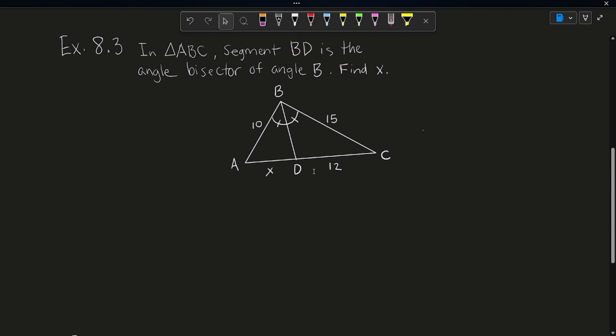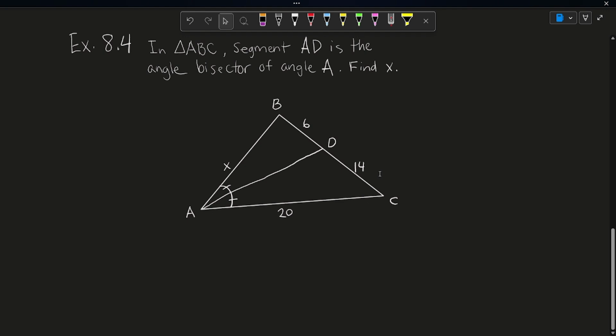Let's go ahead and do this one real quick. What color are we feeling? Let's go with some blue. Alright, in triangle ABC, segment BD is the angle bisector of B. So we found out this is the angle bisector, which makes all these numbers here proportional. We want you to find x. 10 over x is equal to 15 over 12. Cross multiply, we'll have 15x equal to 120. 15 divided out, x equals 8. Not too hard.